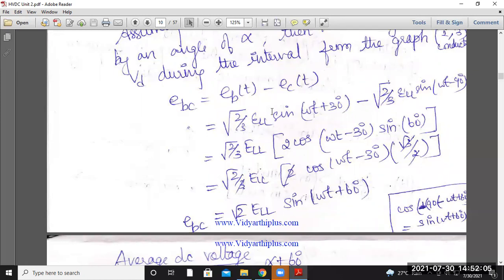So accordingly, just take out the common term, that is root 2 upon 3 EL. Take it out and you will get this equation, sine A plus B minus sine A minus B. If you put those values, then you will get this function, that is 2 cos omega t minus 30 degree sine 60 degree. That means here you can say sine A plus B minus sine A minus B. You will get the equation as your A plus B.